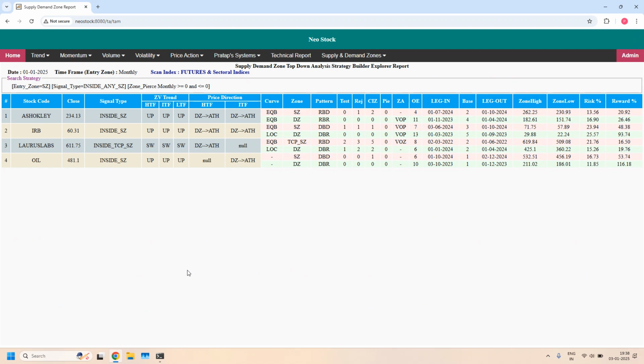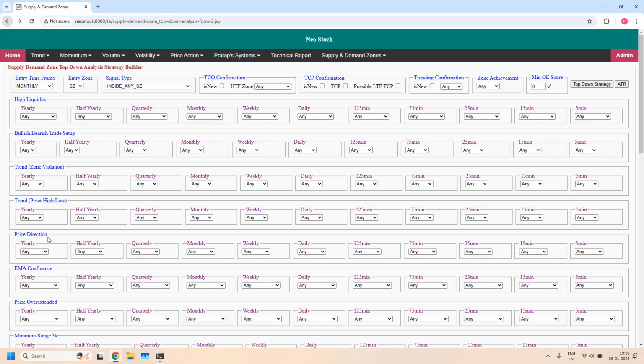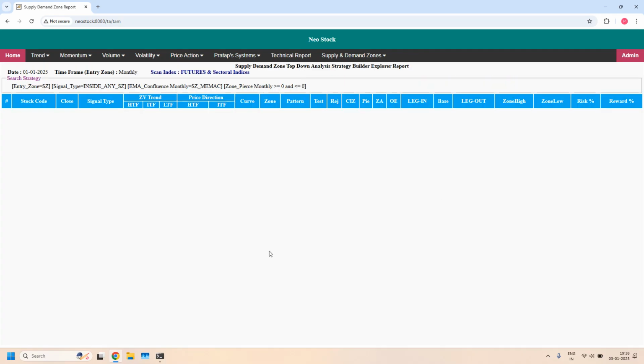Let's verify whether any of these monthly supply zones have an EMA Confluence. So in the EMA Confluence at monthly time frame, I am selecting monthly supply zone having monthly EMA Confluence. No stocks are filtered. So none of those supply zones are having EMA Confluence. Okay, this is about monthly time frame.